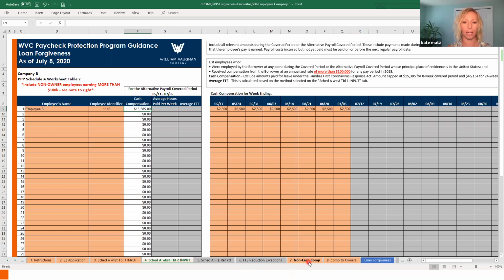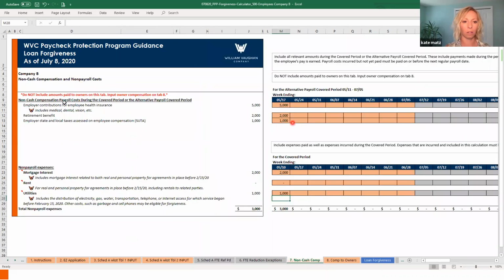On the non-cash compensation though, same thing. So take a look at not only amounts that you have paid, but also amounts that you have incurred, haven't yet paid, so long as you do pay them on that very next date that they're due. So you probably have some rent and utilities that you're going to have incurred, and some mortgage interest maybe that's been incurred during your covered period that has not yet been paid, that you can actually get some additional dollars in.